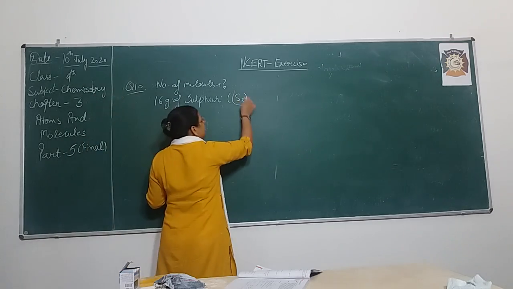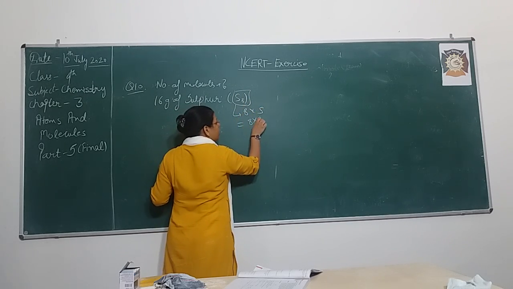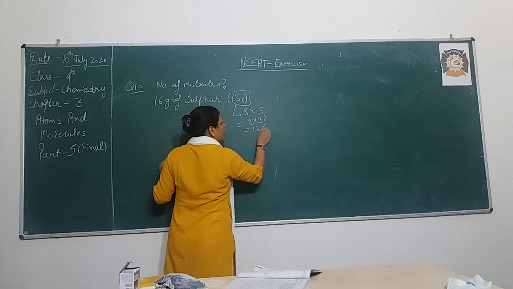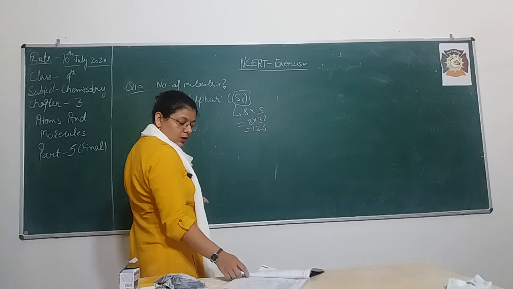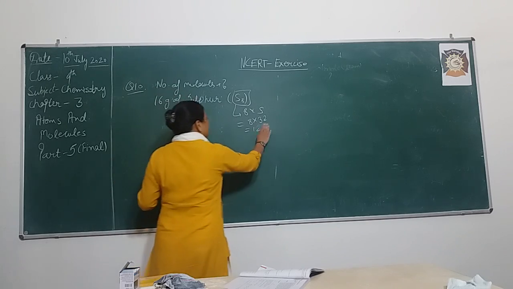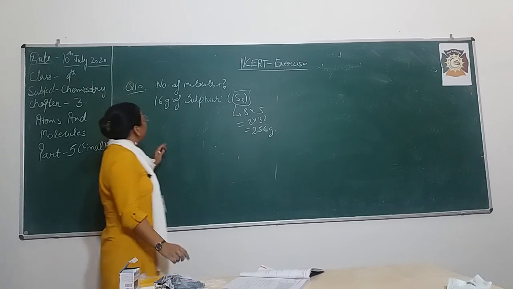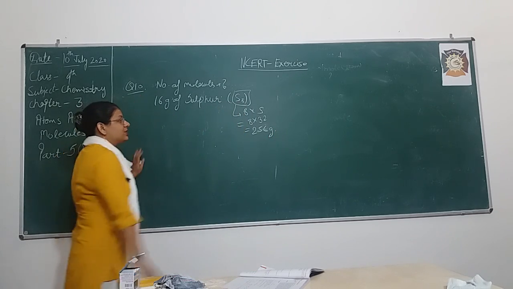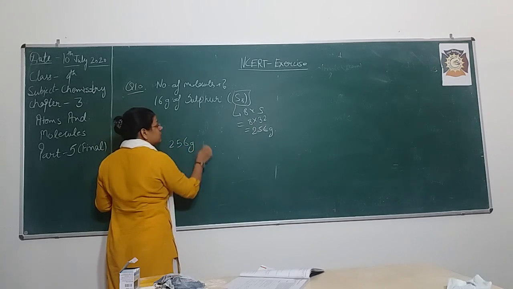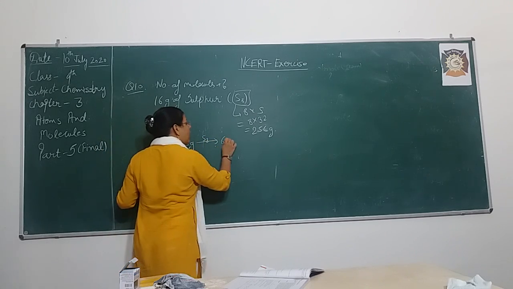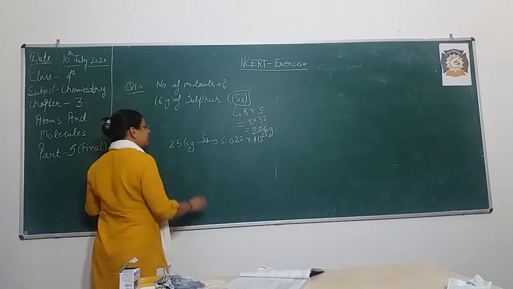So firstly we have to see what we are talking about. 8 into S, 8 into 32, that is 256 grams. Now we have to calculate the number of molecules. This is the molar weight, and we know that 256 grams of S8 contain 6.022 into 10 raised to the power 23 molecules.